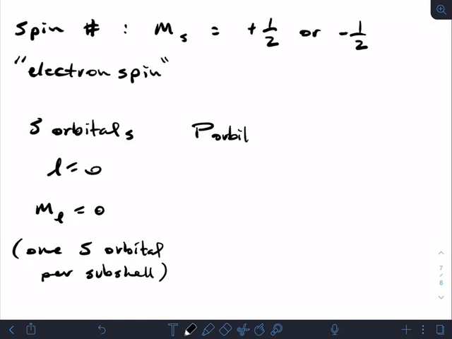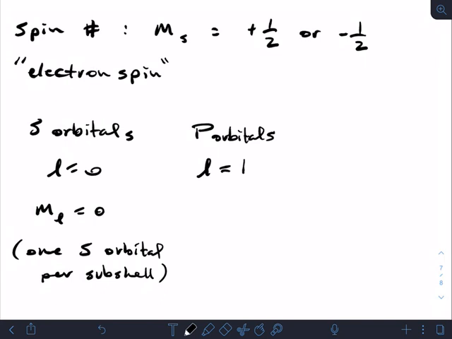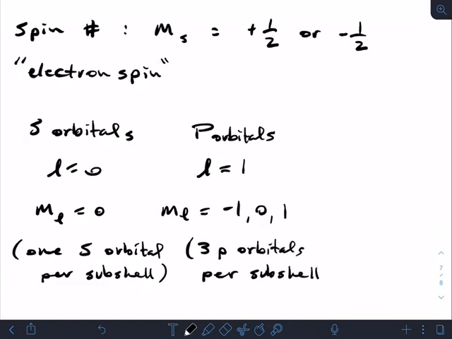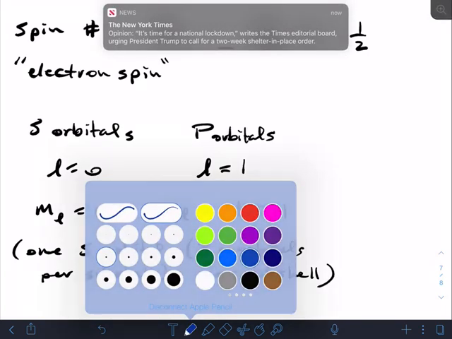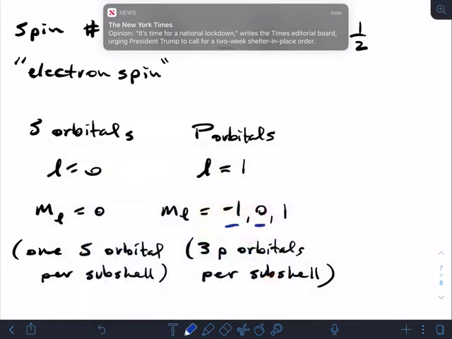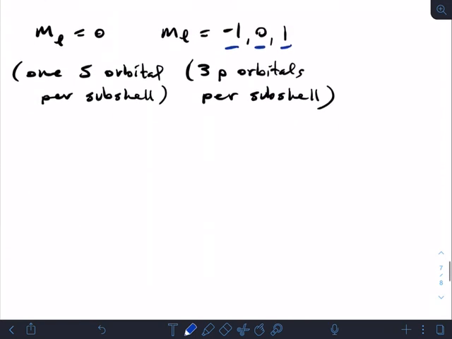So p orbitals. If you're a p orbital, your L value equals 1, and m sub L can be anything from minus L to positive L, so minus 1, 0, and 1. That means that we have 3 p orbitals per subshell. That means 1, 2, 3.